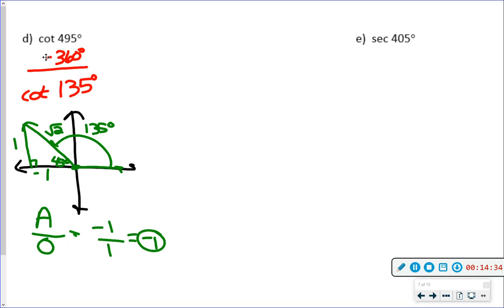All right, secant 405. I can't say that I want to do really 405 because, again, you're over 360. So I'm just going to subtract that, so I don't have such a tough angle to draw. So what is 405 minus 360? 45. Well, that's a nice one. I like that. 45, super easy. You're just in quadrant 1. That's going to be easy to draw.